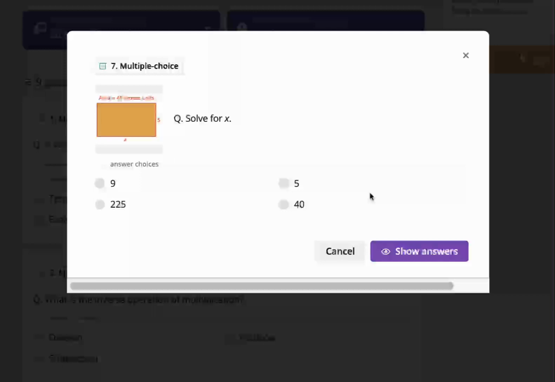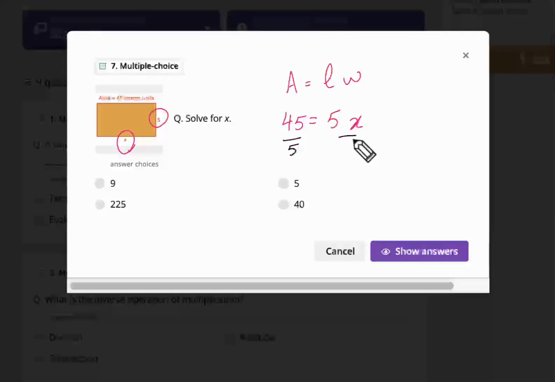Okay, this question is like the question that we answered in example 3. Let me show you. The area. A equals LW. What's the variable A? A equals 45. And L is x. And W is 5. So it's x times 5 or 5x. Now, we can divide both sides by 5. 45 divided by 5 equals 9. So 9 equals x. So the solution here is x equals 9.